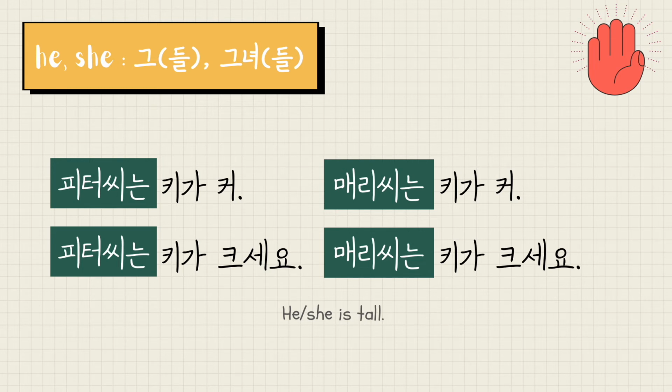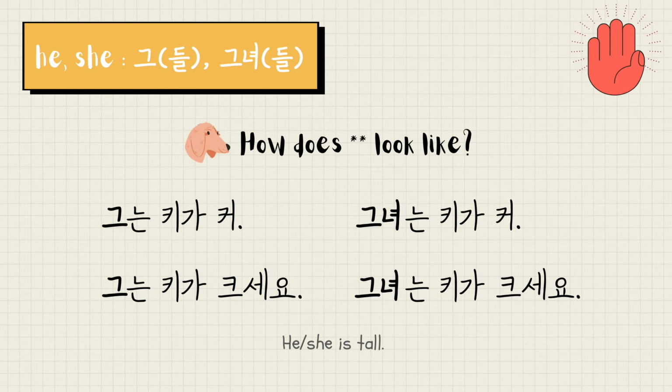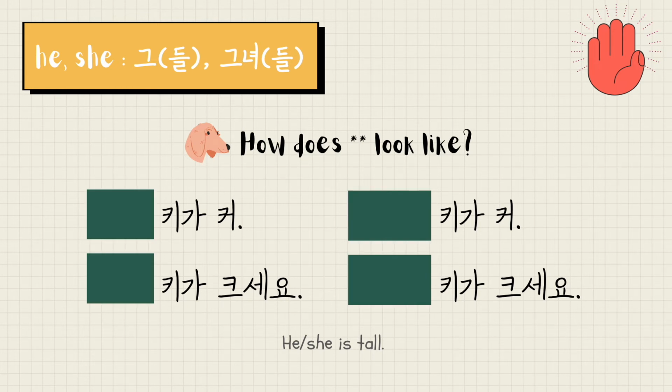Or you don't need to even mention when the listener knows who you are talking about. For example, when someone asks, how does Peter or Mary look like? You can simply say, 키가 커. 키가 크세요.